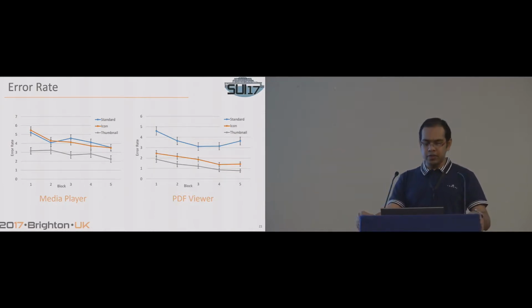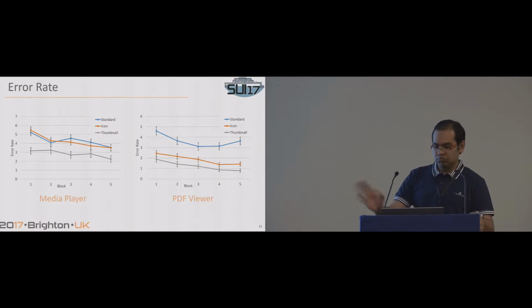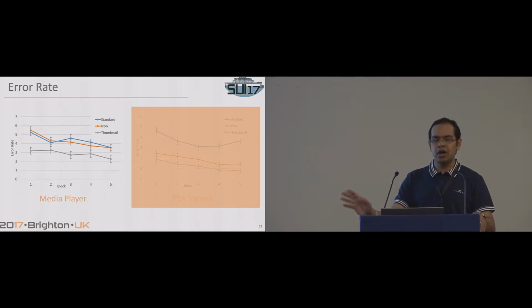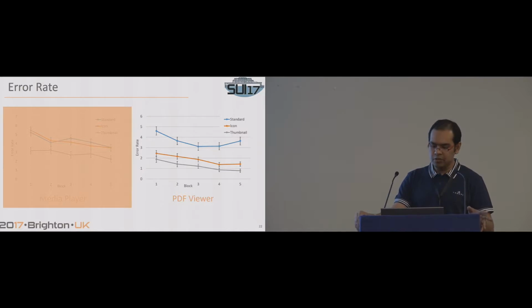We analyzed the errors of the revisitation, and by errors, actually, we mean the incorrect revisitations. Our analysis showed that overall errors for both media players and PDF viewers were low. For the media player, we can see that the thumbnail condition had the lowest number of errors compared to the other 2 conditions, and the difference was significant. And for the PDF viewer, a similar trend was visible, and thumbnail had significantly lower error rates than the other 2 conditions.